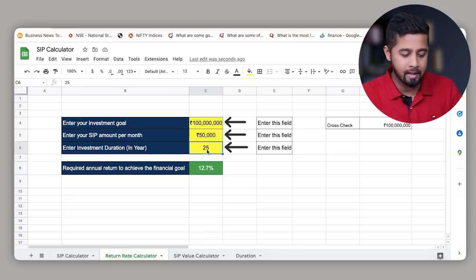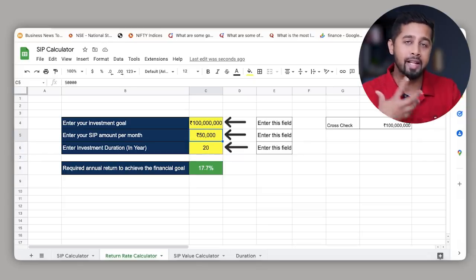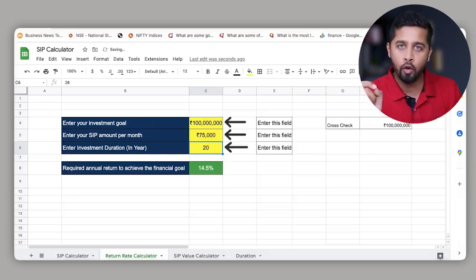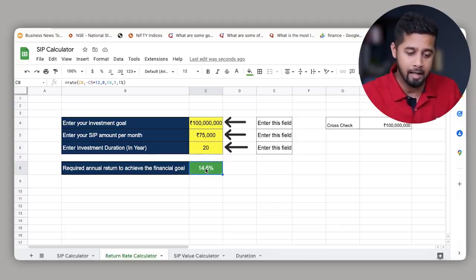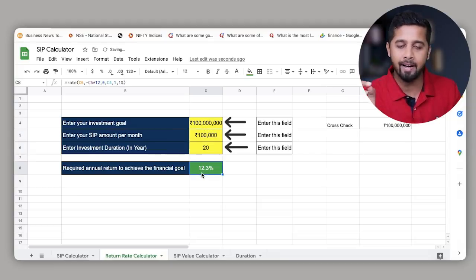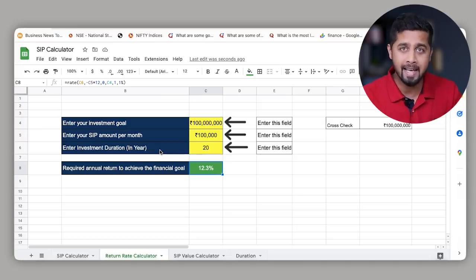But let's say you are still 30 years of age and you want to invest for only 20 years. If you want to make a corpus of 10 crore in 20 years, you need to increase your SIP. And let's say if you invest 75,000 per month, then you would need a return of 14.5%. Again, something which is not really impossible but difficult. So maybe if you make an SIP of 1 lakh a month, then you need a return of 12.3%, which is pretty much achievable. So basically in this case, we are trying to understand what is the return you would need to achieve a corpus of 10 crore.